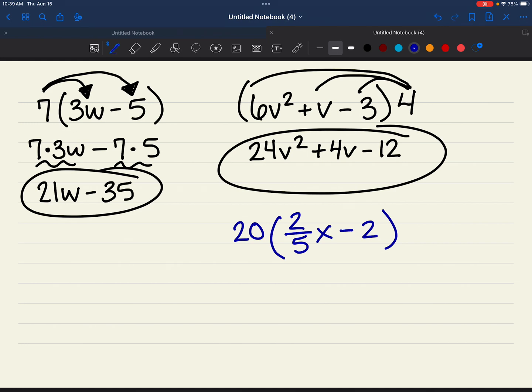Now, here's something I want you guys to start seeing, is when we see a fraction, we don't always have to reach for our calculator, okay? Because it is possible to do this without a calculator, and I'm going to show you how. What am I doing with this 20? Multiply. Multiplying it by what, Callan? 2 over 5.